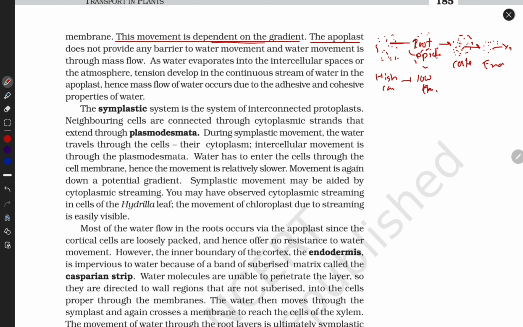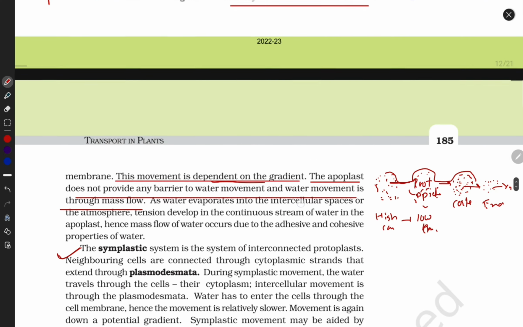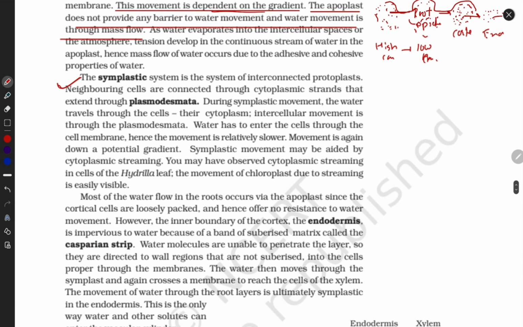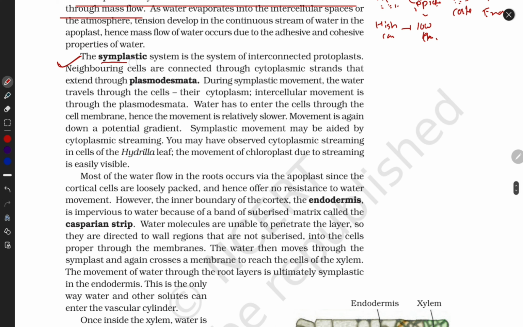The apoplast does not provide any barrier to water movement, and water movement is through mass flow. Water from the outer surroundings can flow easily through the cell wall and intercellular space. Now let's discuss the symplastic pathway. They are interconnected, guys, cell to cell, cell to cell. The symplastic system is the system of interconnected protoplasts. Of course, they are connected.